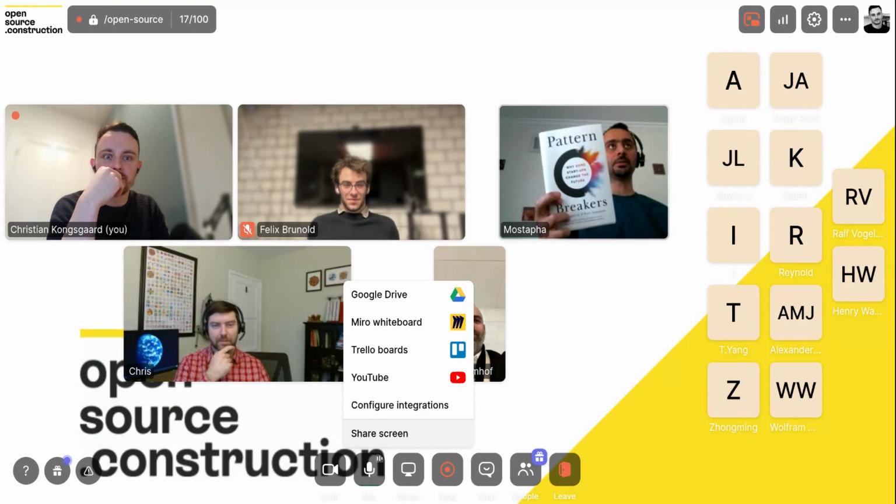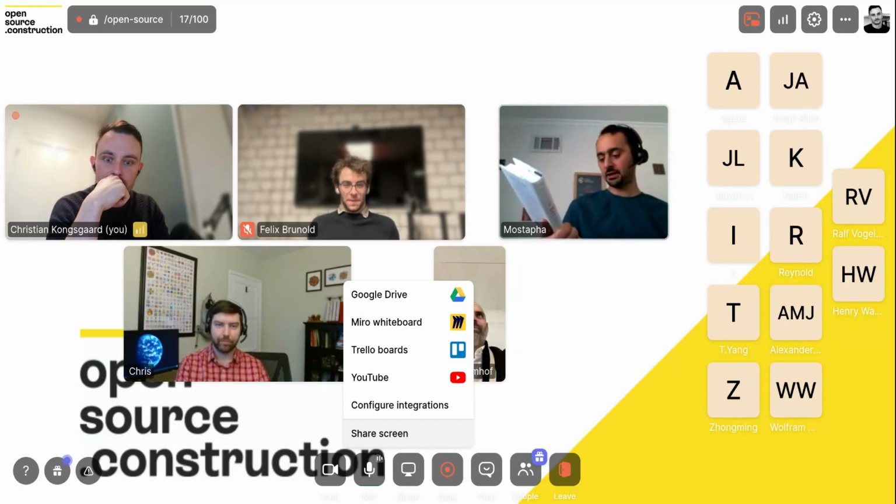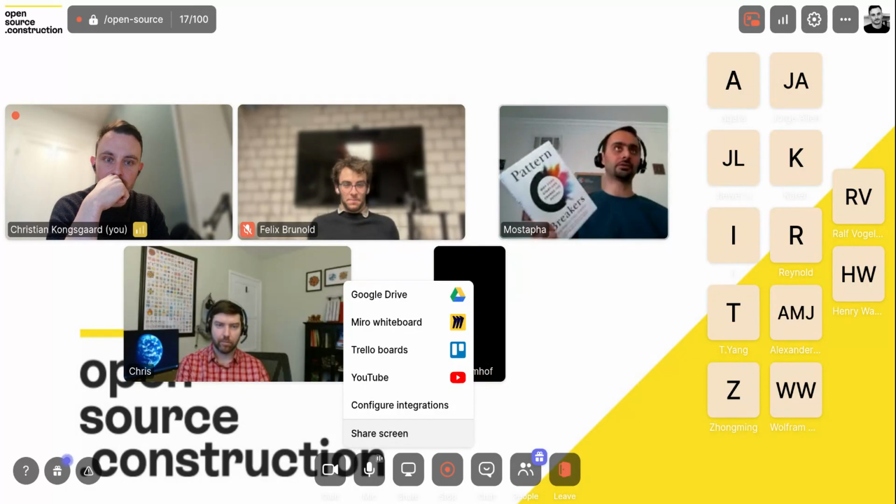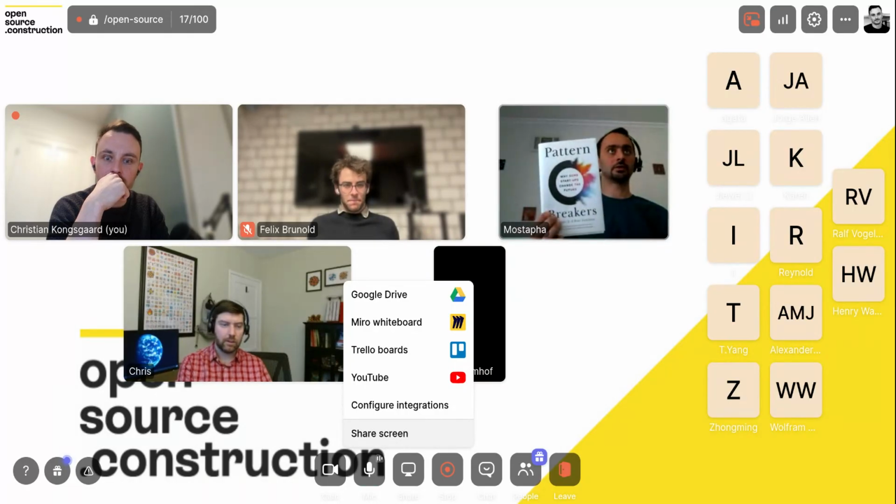The core idea is very strong: why some ideas work and why some of them don't work, and how to evaluate it. Again, this is a great book to read. It's called Pattern Breakers.